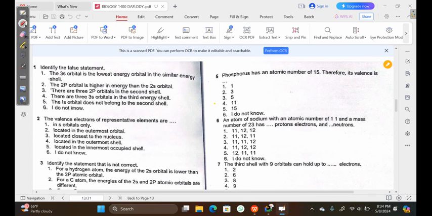Okay, so let's start with option 1. Option 1 is saying the 3s orbital is the lowest energy orbital in the similar energy shell. True or false? Yeah, this is true. Unless you need an explanation, you can ask, then I'll explain. Option 2 is saying the 2p orbital is higher in energy than the 2s orbital. True or false?